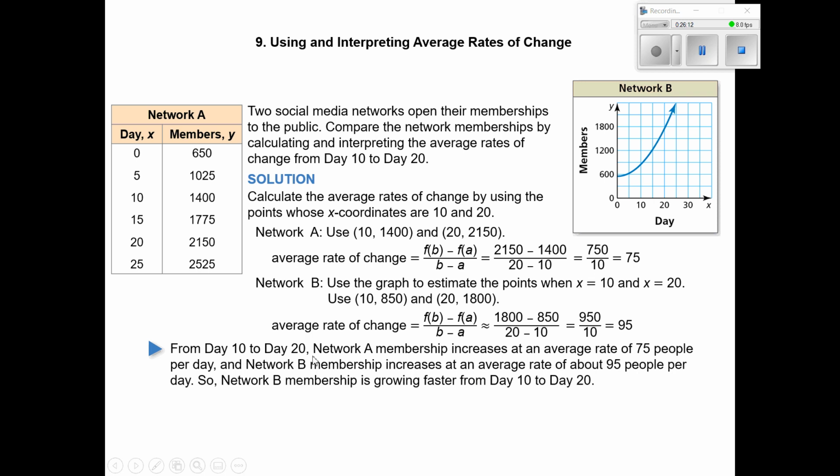So from day 10 to day 20, network A's membership increased by an average rate of 75 people per day, and network B membership increased at an average rate of 95 people per day. So network B's membership is going faster from day 10 to day 20.